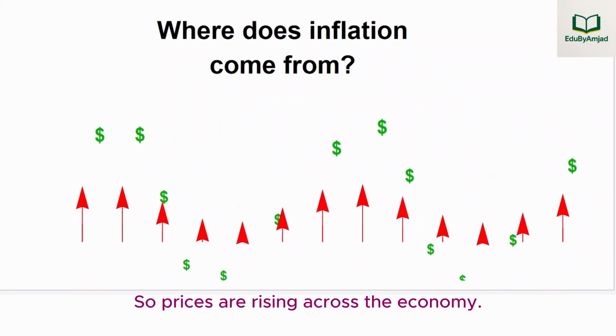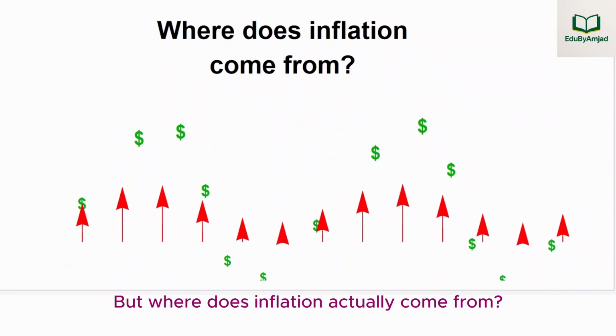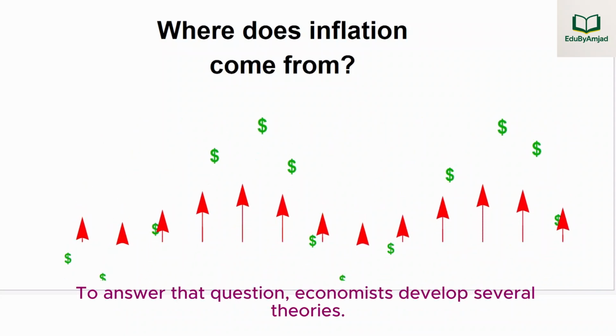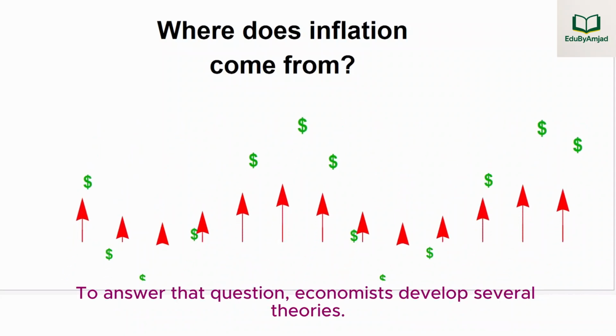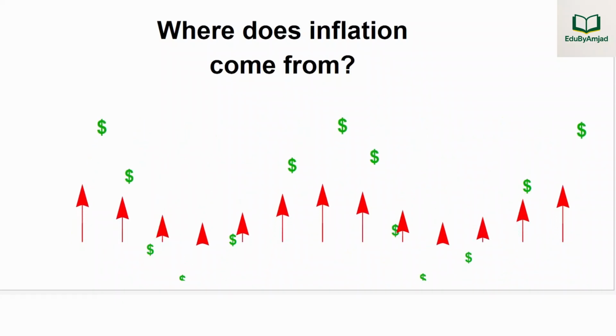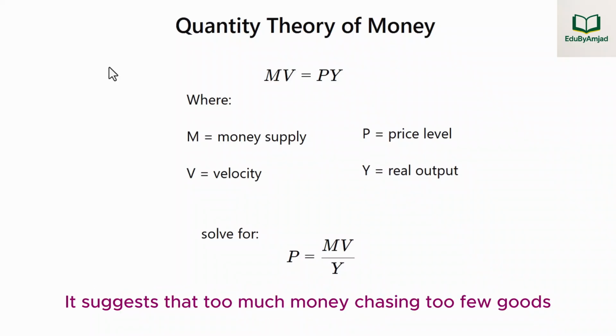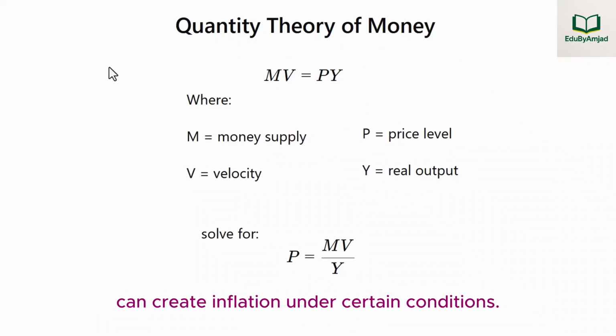So prices are rising across the economy. But where does inflation actually come from? To answer that question, economists developed several theories. One of the oldest and most influential is the quantity theory of money. It suggests that too much money chasing too few goods can create inflation under certain conditions.